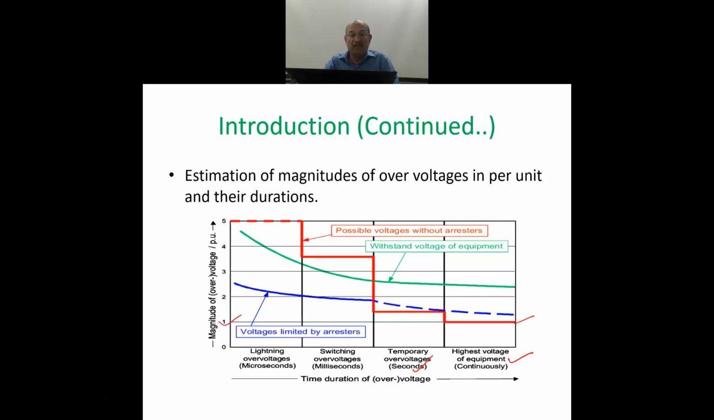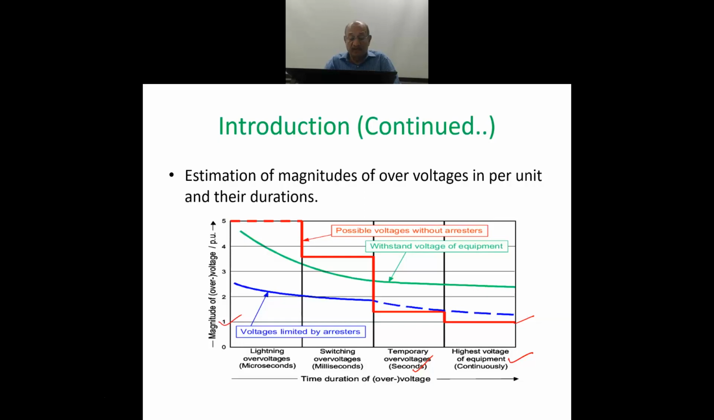sudden load rejection. Some transmission line has to be taken away from the grid system, so the power supplied by that transmission line is interrupted and is no more there. So the rest of the system may develop higher voltage. This kind of thing keeps happening, and that gives rise to steady state or temporary overvoltages, which last in seconds and could also last in minutes.